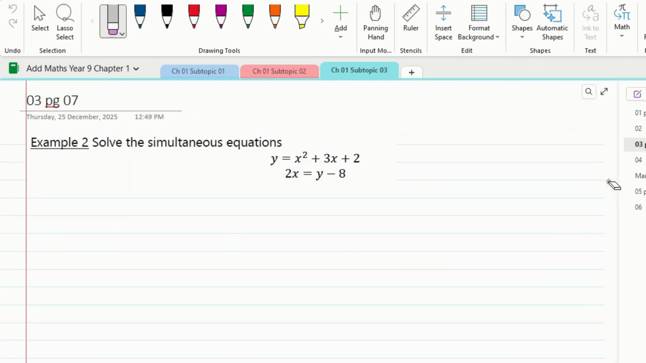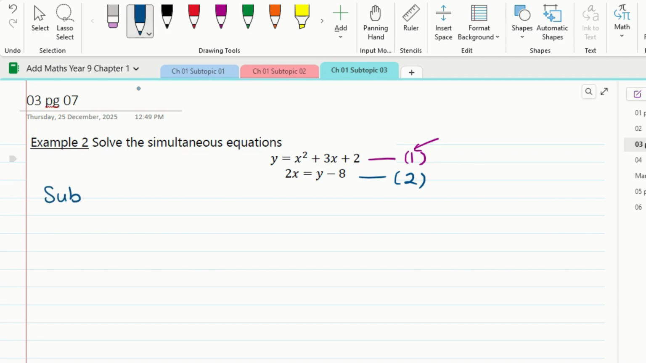So here, you have two equations also. y equals x squared plus 3x plus 2. Let's call this the first equation. And the second equation is 2x equals y minus 8. Again here, since you have a subject of y in the first equation, that's going to be substituted into the second equation. So here, you can state it like this.